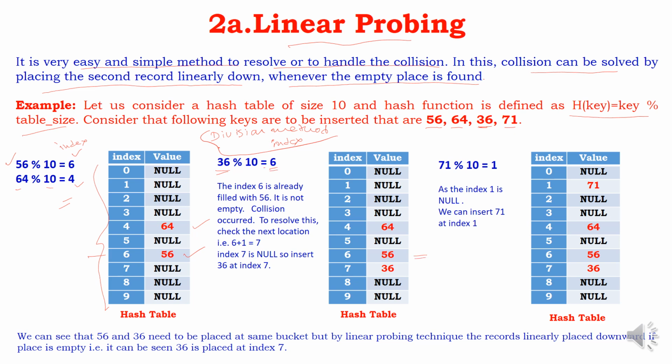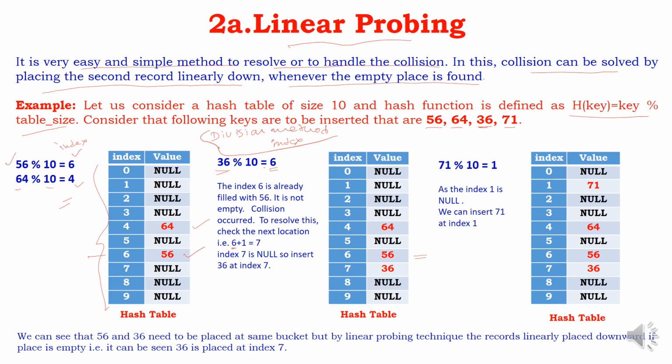So a collision occurred. To store 36, there is a possibility of storing it in location 6, but the sixth location is already filled with 56. So there is no place directly to store 36. So we try to store 36 in the next possible location.